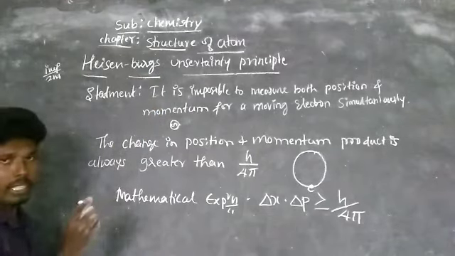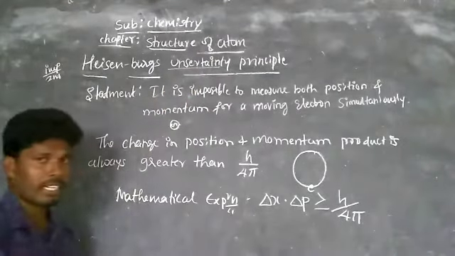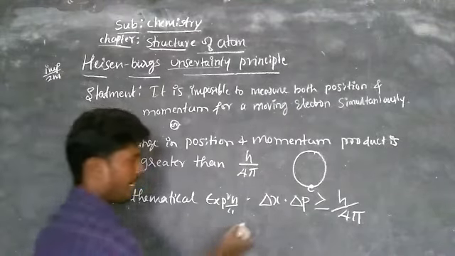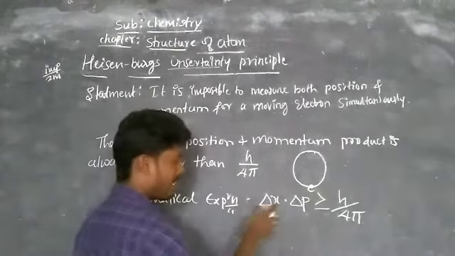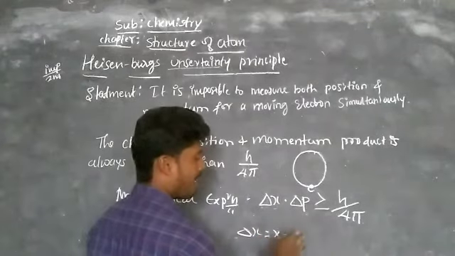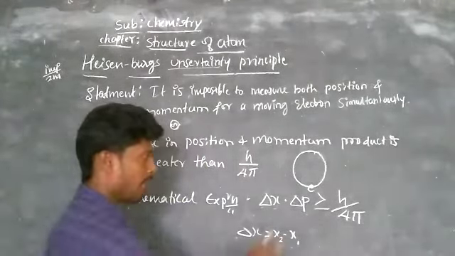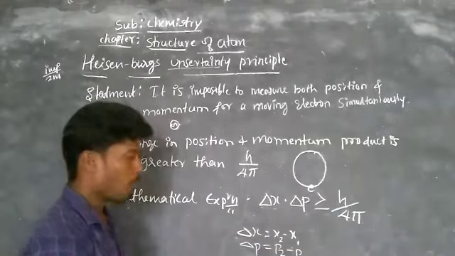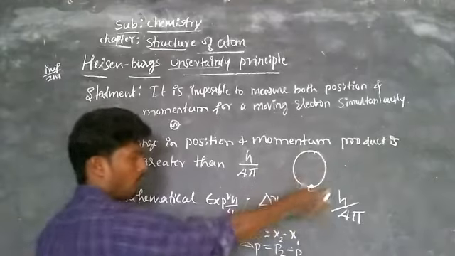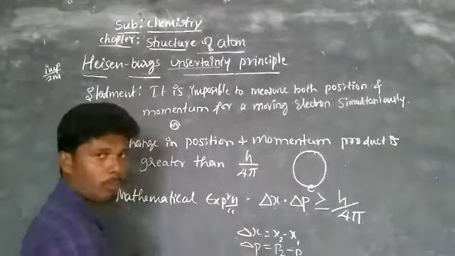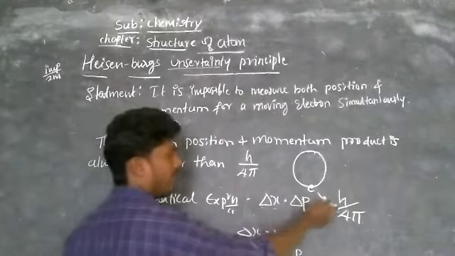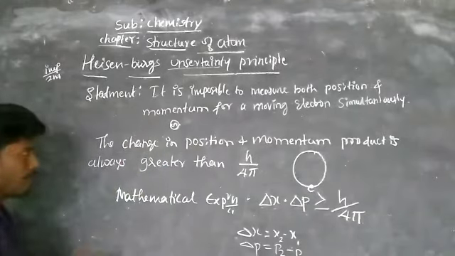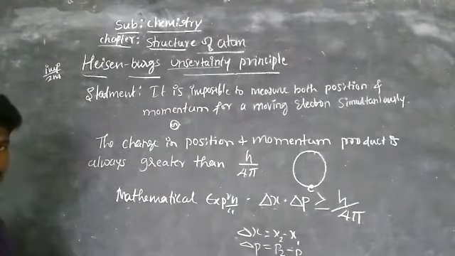And here the definition itself says that there is some uncertainty. The next definition is the change in position, where delta x is nothing but change in position. Delta x is equal to x2 minus x1. Similarly delta p, the change in momentum, is p2 minus p1. The product of those two is always greater than or equal to h by 4 pi. This is the mathematical expression for the Ensemble uncertainty principle.